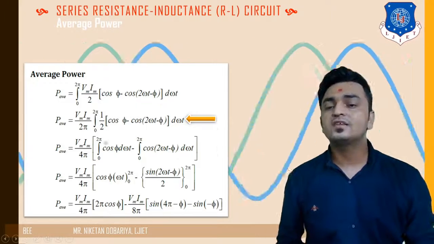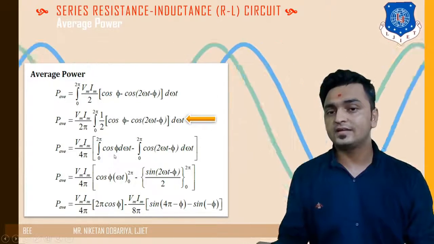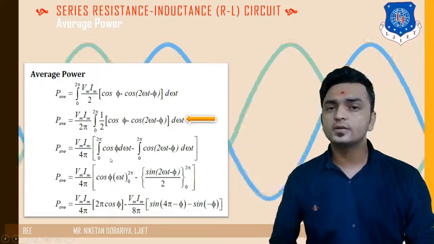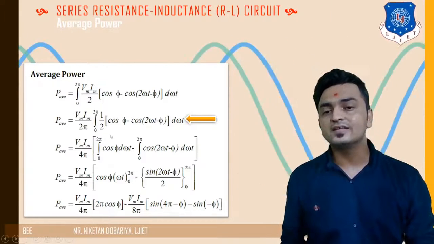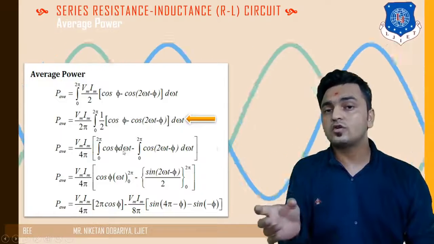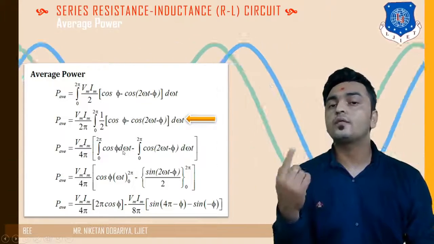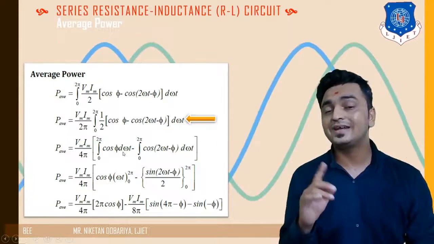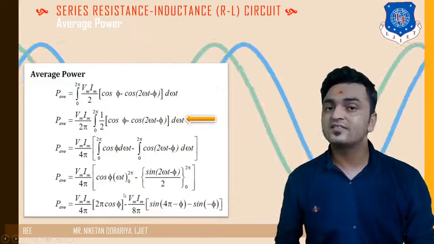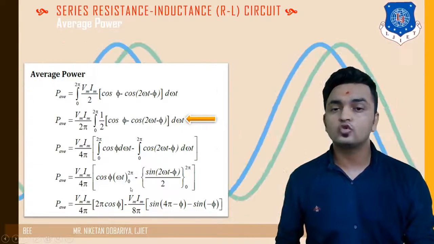If we integrate this first term, cos phi, with respect to d omega t, cos phi is constant here. So we are going to integrate 1, and integrating 1 provides omega t itself. So we have omega t, and the limits are 0 to 2 pi.